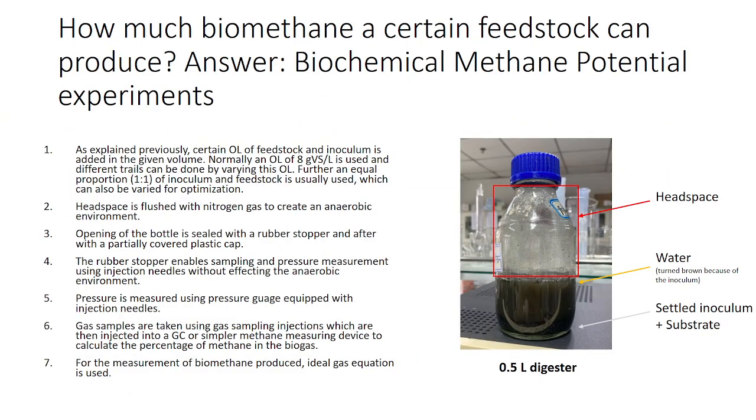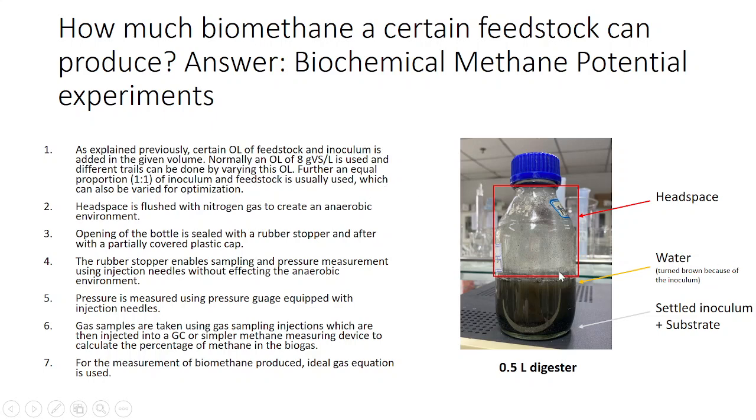Now, I will go directly to the detailed procedure as I mentioned. I have made 7 points for biochemical methane production experiments. Initially, you have to add a certain amount of inoculum and substrate, as I mentioned. Afterward, don't worry, I will also show you the pictures. Although I do not have a video, I have captured some pictures during my master's degree, so I will be showing you the pictures which will clarify the process. For now, just read these points. First of all, a certain amount of inoculum and substrate is added.